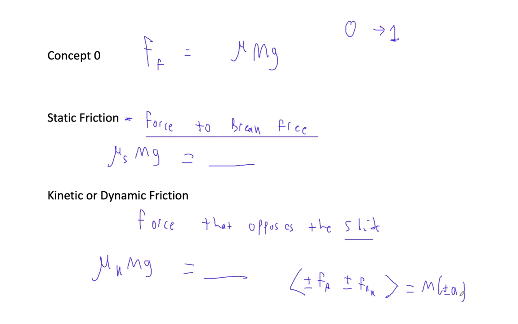So let's take a look at this. Okay, this is where it gets kind of interesting, right? Okay, so here's this block. It's on this surface, right? And let's say it's sliding to the right. And I always draw this, like if it's sliding to the right, I've got to draw this, right? Well, if it's sliding to the right, then that force of friction is going to be to the left, okay? The force of friction always opposes the slide, right?